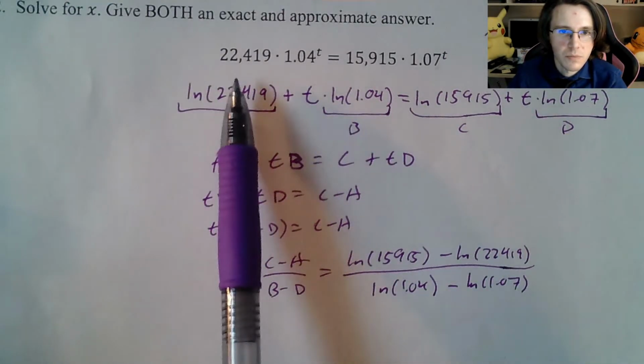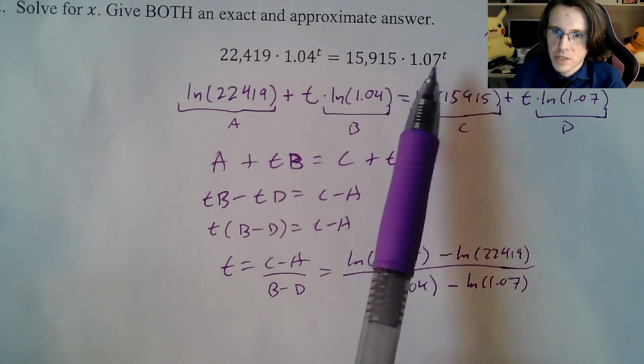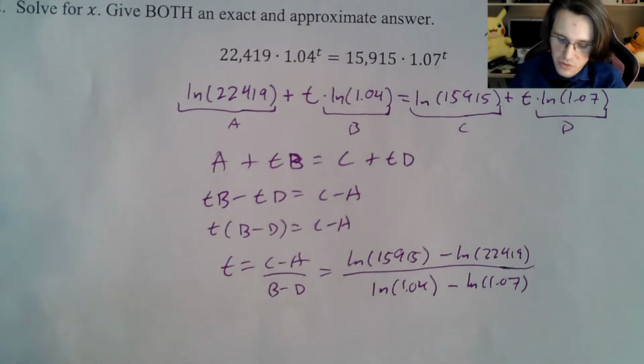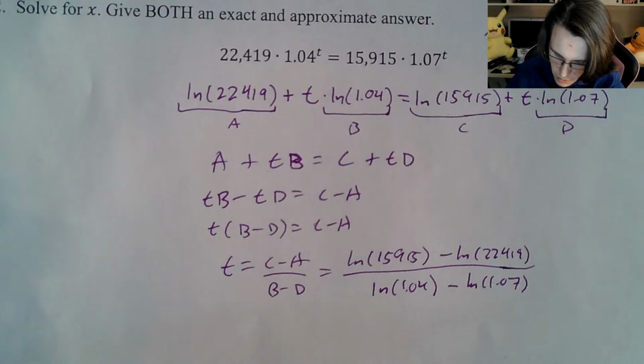So this one starts at a bigger value with 22,000, but this one will grow faster because it has a 1.07 compared to a 1.04 for that growth rate. So we have ln 15915 minus ln 22419 divided by, we got ln of 1.04 minus the ln of 1.07.